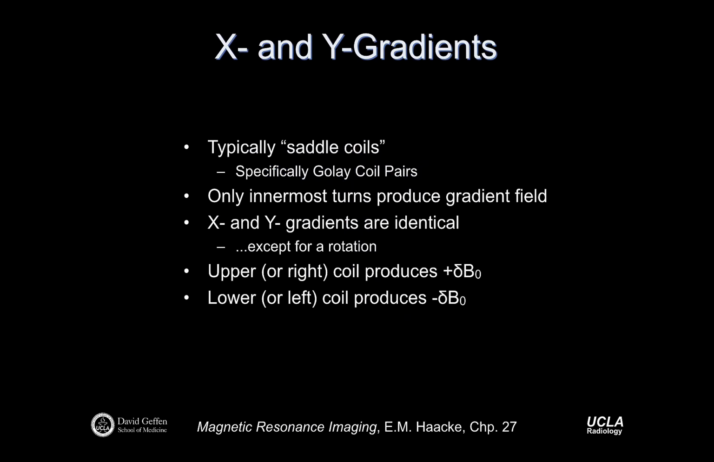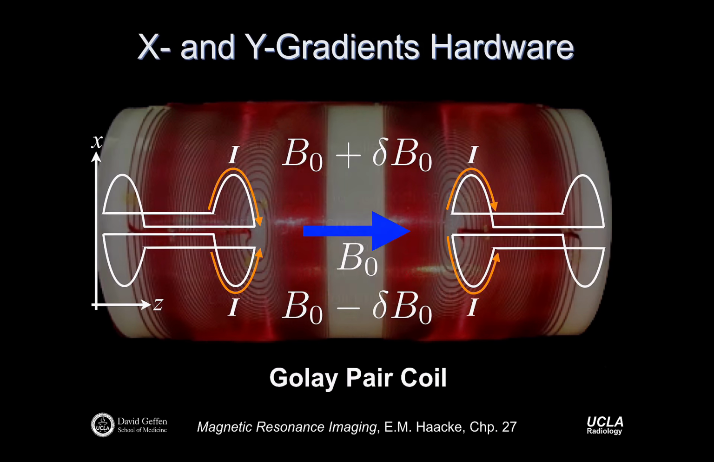X and Y gradients are a little bit different. They're typically saddle coils, or what are called Golay pair coils. You'll see the diagram in a second, but it's only the innermost turns that produce the gradient field that we care about. We'll be producing stray fields at other ends of the scanner. They exist, but they're not important to us, so to speak. And those X and Y gradients are really identical except for rotation, so the hardware design is really similar. It depends on the exact diagram, but you'll have one coil producing a positive delta B0, and then another coil producing a negative delta B0.